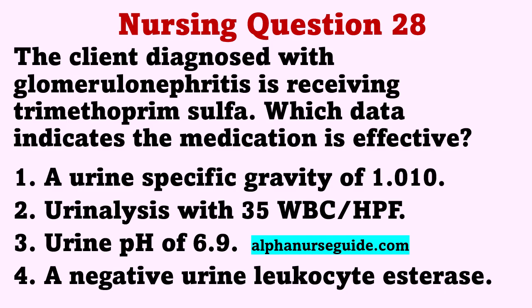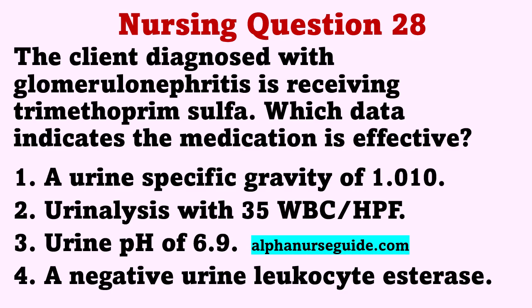The correct answer is 4. A negative urine leukocyte esterase. A negative urine leukocyte esterase indicates the antibiotic trimethoprim sulfa is effective in treating the infection. Leukocytes and nitrates are used to determine bacteriuria and other sources of UTIs.